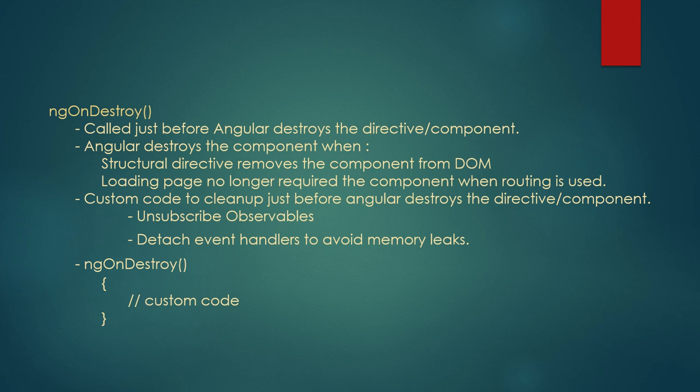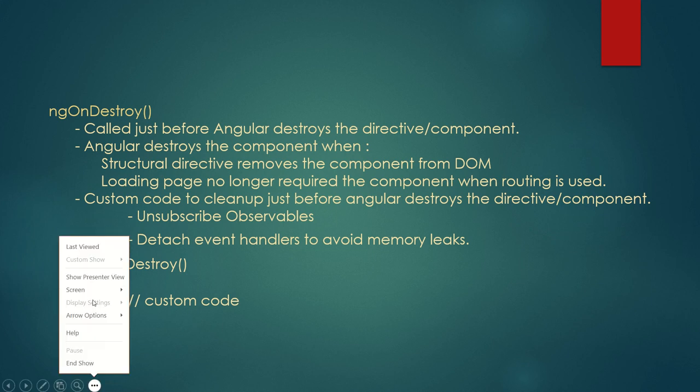ngOnDestroy is basically useful to write some custom code to be executed just before Angular destroys the component. This is useful to unsubscribe the observables when observables are used within the component, and to detach event handlers to avoid memory leaks. To use this, we need to write the ngOnDestroy method within the component. In that, we need to write the required custom logic. Let's try to understand this with a simple example program.